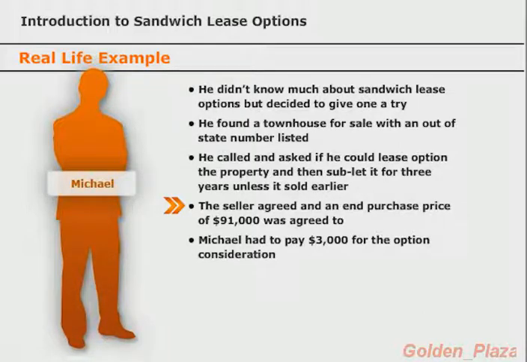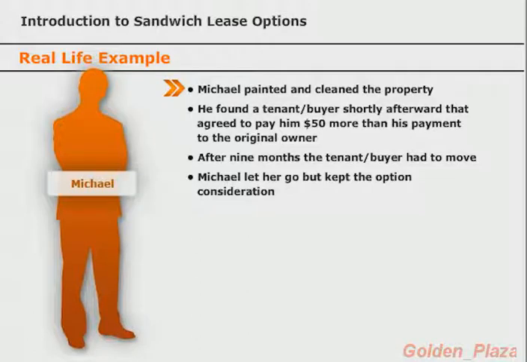The asking price on the townhouse was $95,000, but Michael negotiated a price of $91,000 in 3 years or sooner if sold. The seller required Michael to pay $3,000 as an option consideration, which he gladly did. Michael did a little painting and cleaning on the property and then entered into a lease option with a tenant buyer just a couple of weeks later.